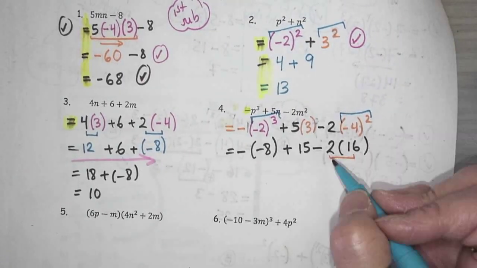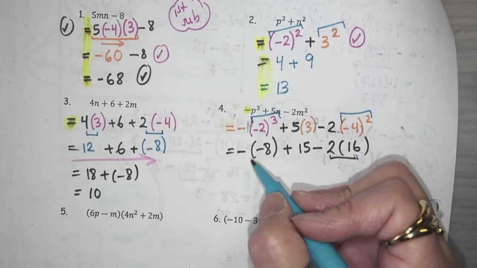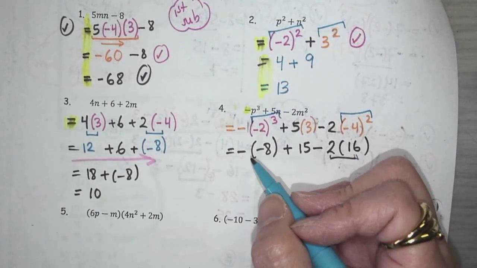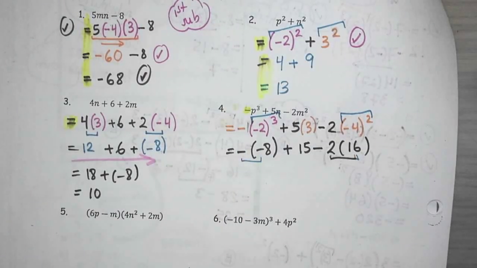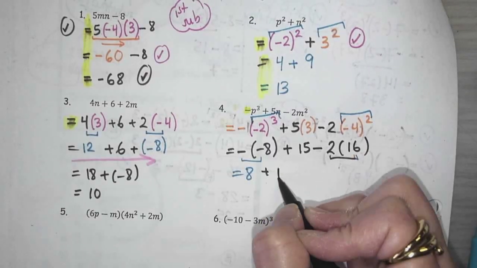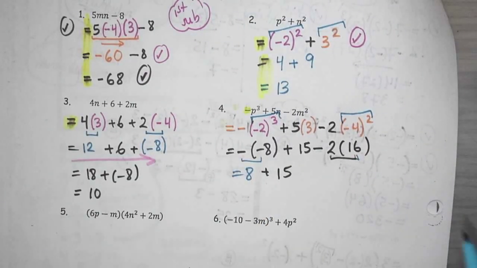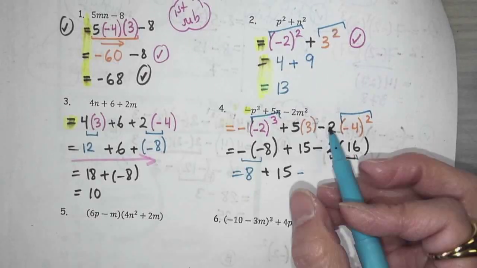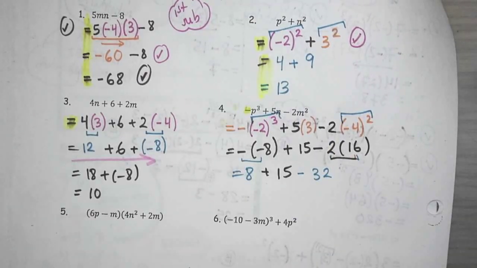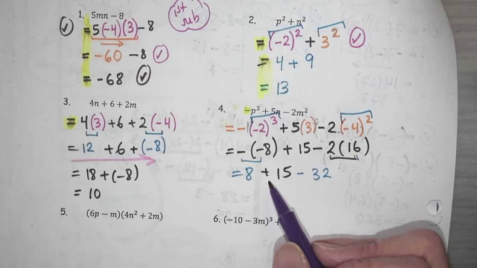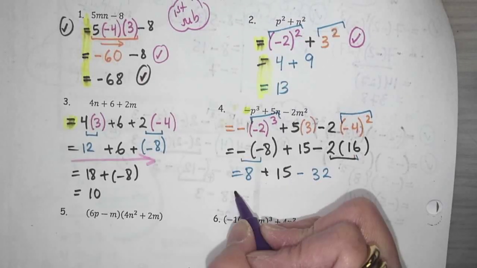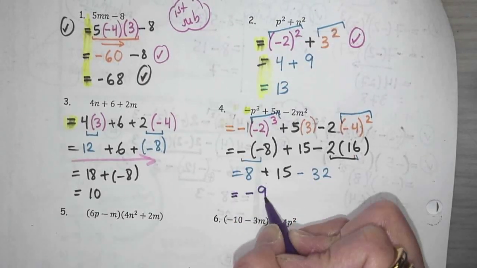Okay, so still when I'm working with this, I have to do those two because it's multiplication. And then technically you can do this multiplication here. That's fine. It's like a negative 1 there. So we're going to get 8 plus 15 minus 32. Okay, last one. 8 plus 15 is 23 minus 32, and that gets me a negative 9.